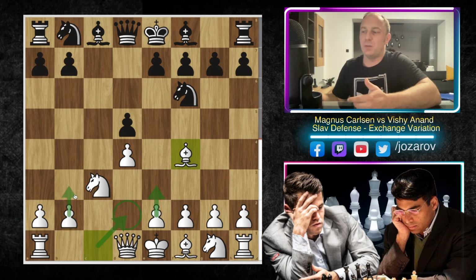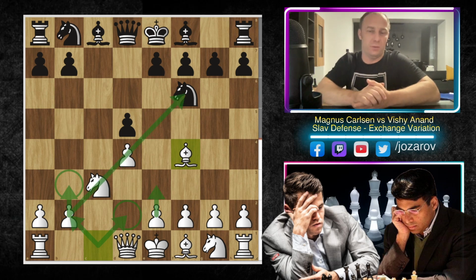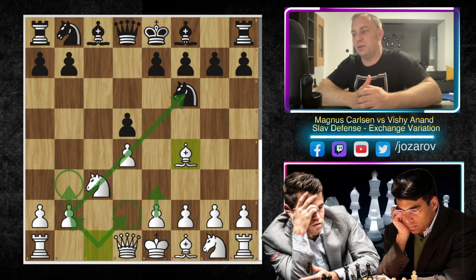Even if you develop the bishop maybe with b3 and then bishop to b2, still the bishop is blocked out of course by its own pawn on d4. So that's why first bishop out and then locking the position with the move e3. The same thing of course reversed for black.